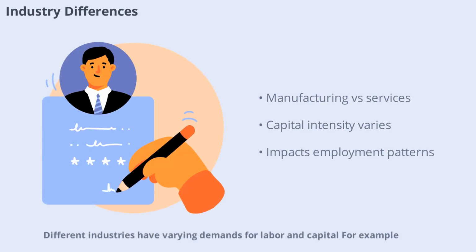Different industries have varying demands for labor and capital. For example, manufacturing often requires significant capital investment in machinery, while service industries may rely more heavily on labor. These differences shape the structure of the economy and influence employment patterns. Understanding industry-specific demand helps explain why some sectors are more sensitive to wage or interest rate changes than others.